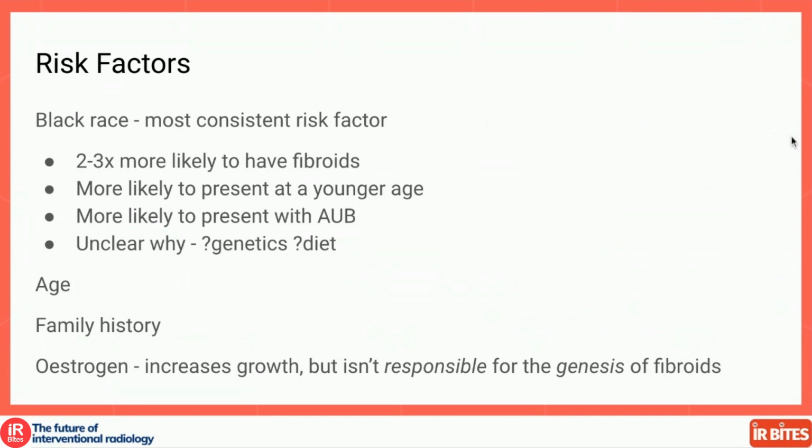And age, it does increase with age, although once you hit menopause, usually fibroids shrink because they are hormone dependent. And family history, again, probably related to genetic factors. I put estrogen there because it does increase the growth of fibroids, but it doesn't cause their generation. That's probably more of genetic things with the other risk factors.